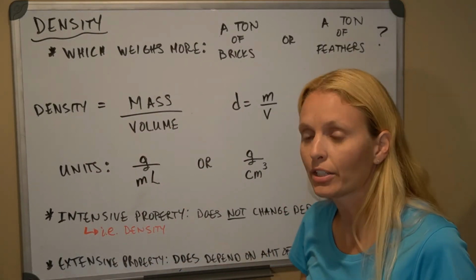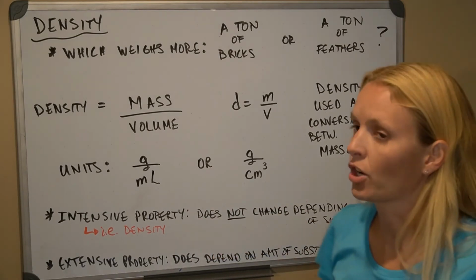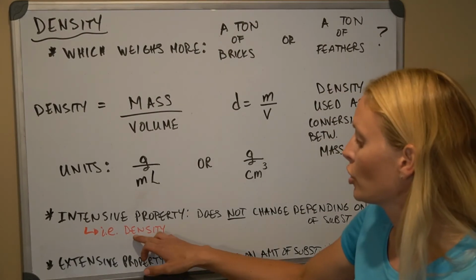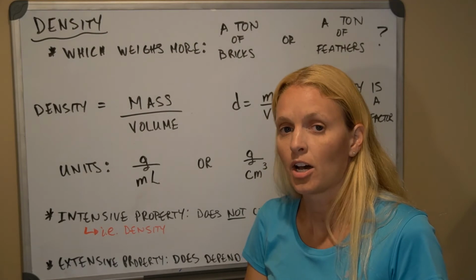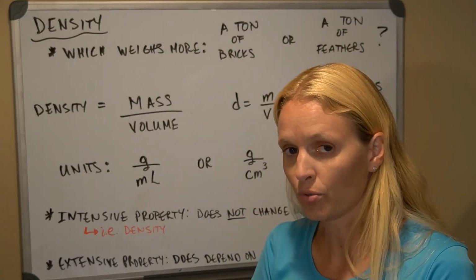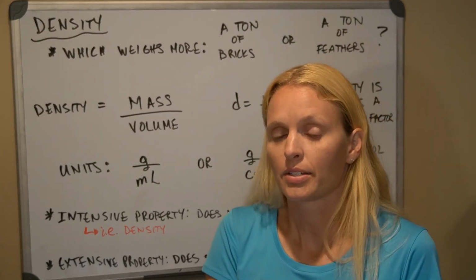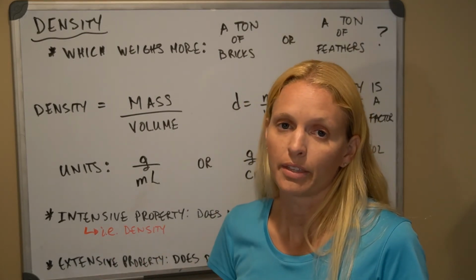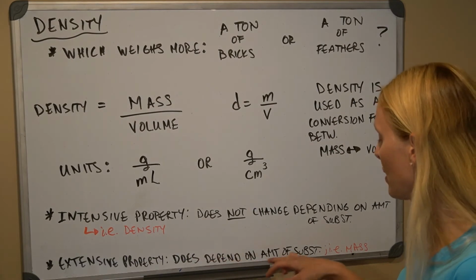This is just a little side note. An intensive property is a property that does not change depending on the amount of the substance. So we can use density as a way to identify an unknown sample. If we can determine the density of an unknown sample, then we can identify what that substance is. Every different substance will have a specific density that does not change depending on the amount of it. An extensive property is a property that does depend on the amount of substance.